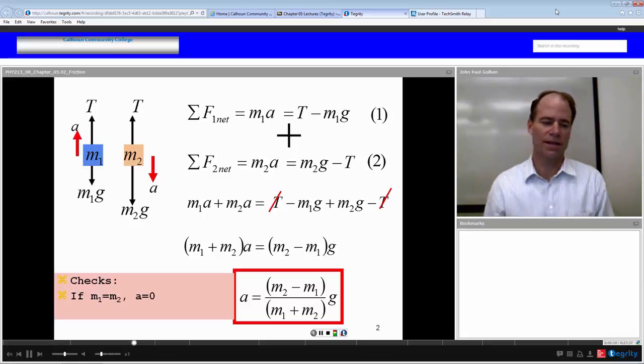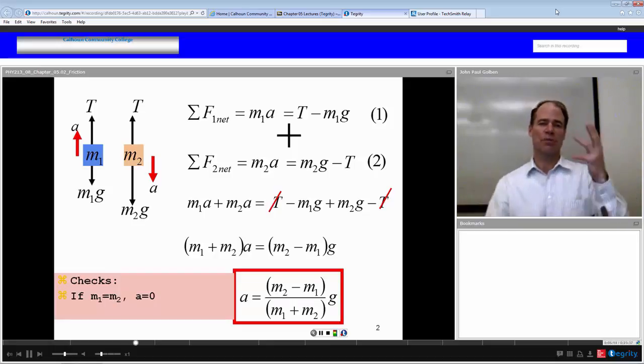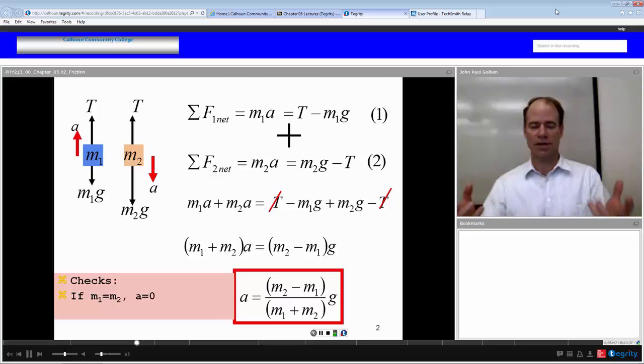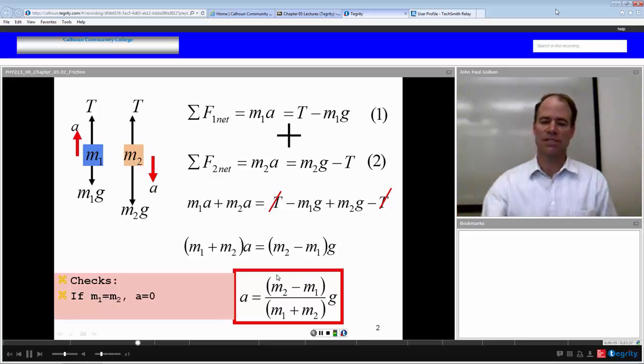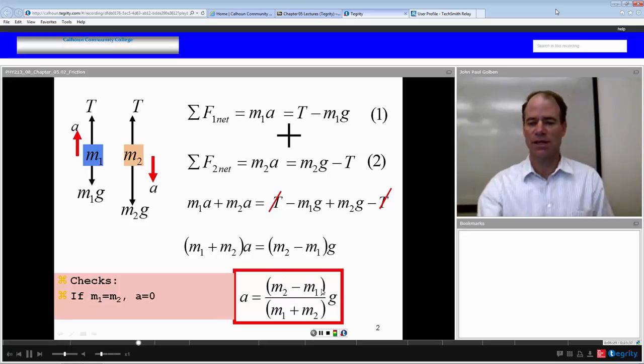Here's a check. If mass 1 were equal to mass 2, then there would be no impetus for it to move one way or the other, and it would be stationary. And we can see my acceleration would be, well, the two masses would cancel out and have 0 on the numerator here, and my acceleration would be 0, which makes sense.